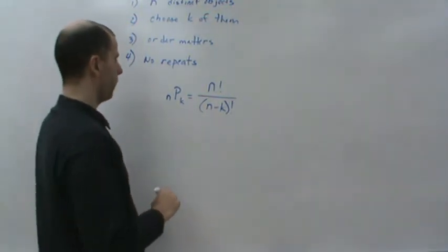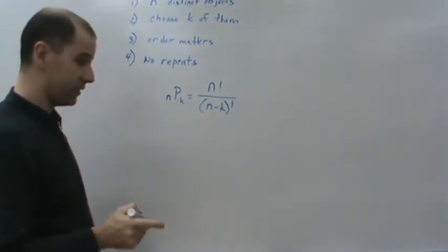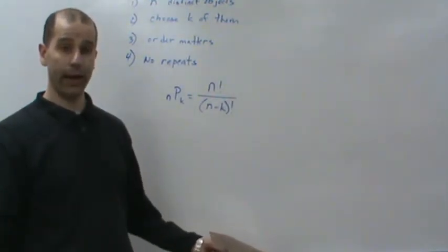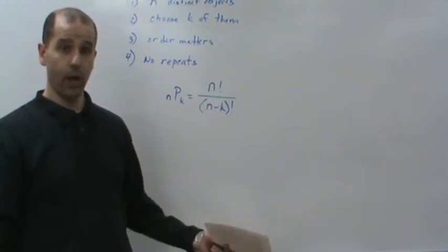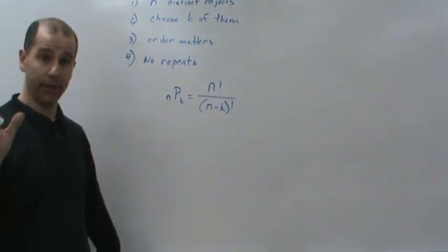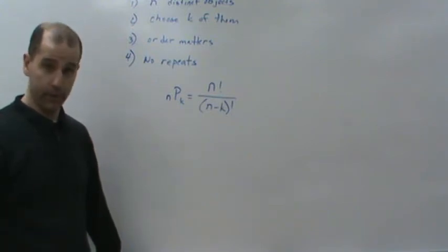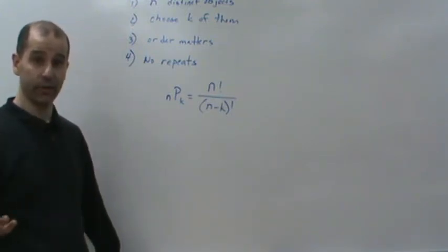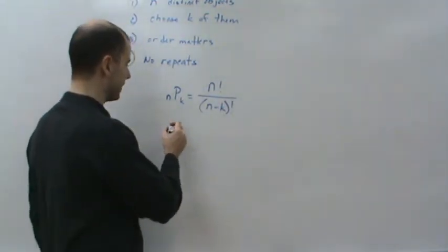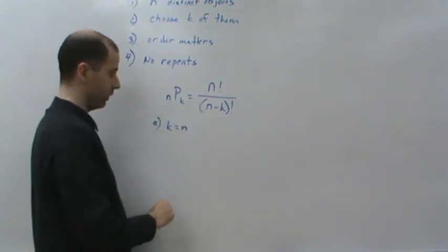Okay? So, for example, in the case of the photograph, where I have 5 people, and I want to see how many different ways I can order all 5 people. Well, in that case, what is k? I have 5 people, so n is 5, but how many people am I choosing for the photograph? All of them. So in that case, k is equal to n. So that's the special case, right? So what happens to this formula if k is equal to n?